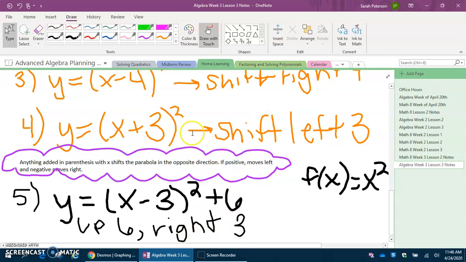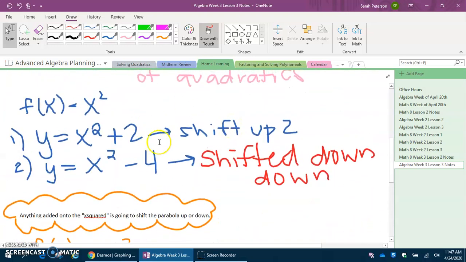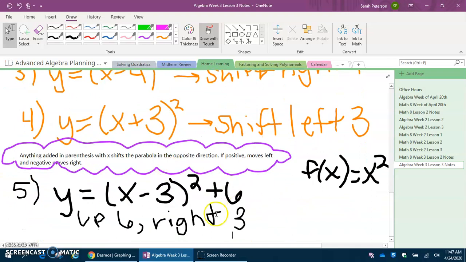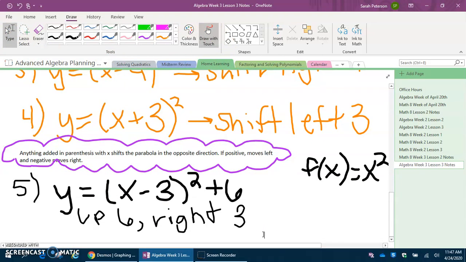Anything within the parentheses means I'm going to go in the opposite direction. So this was negative, which means I'm going to go right 3. And then on the outside of the x squared, if I add something onto the end, it's going to shift it up or down. So this would shift it up 6. Okay, so let's try another one, and I'm going to see if I can describe it without using the graph. The whole point of this is to see if we can do it without using the graph.